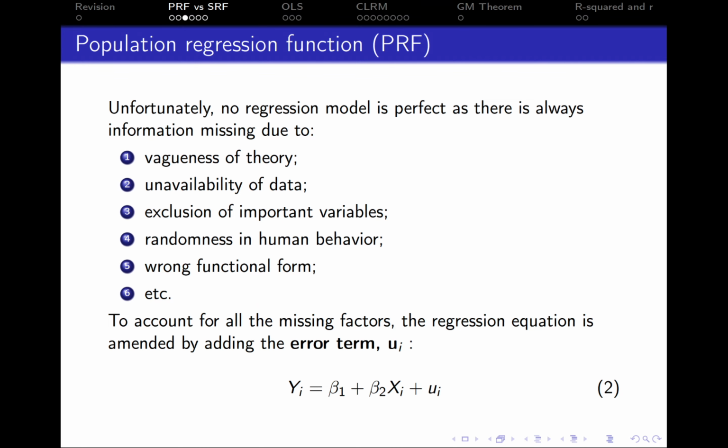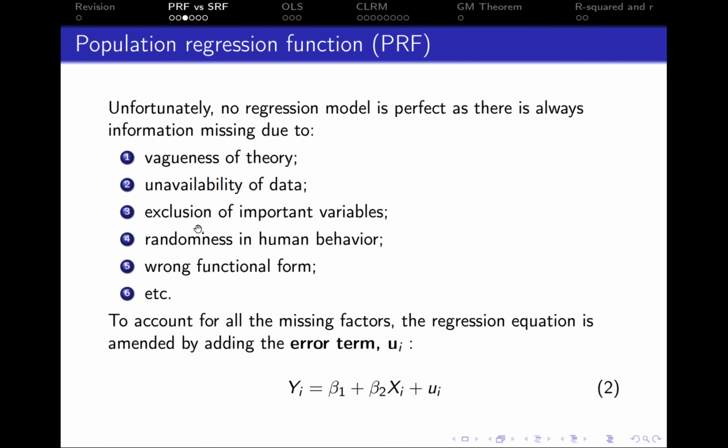Unfortunately, no regression model is perfect, and there is always some information missing, and there are a number of reasons for that. For example, the theory might be not that clear, right? So we think that we know the theory, we think that we are correct, but in reality it might happen that the theory is quite vague, and because of that, the model is not really complete. There is also another common problem, and I think that you will also face this problem in the future, is unavailability of data. So you come up with an amazing model and then you go to the database and your dreams crash completely because there is no data available.